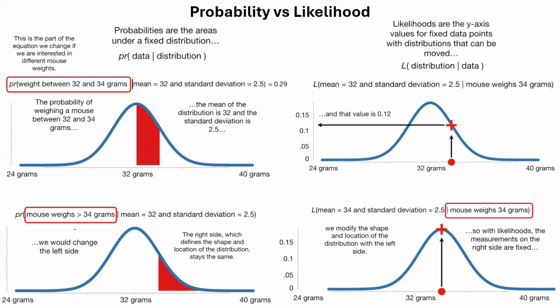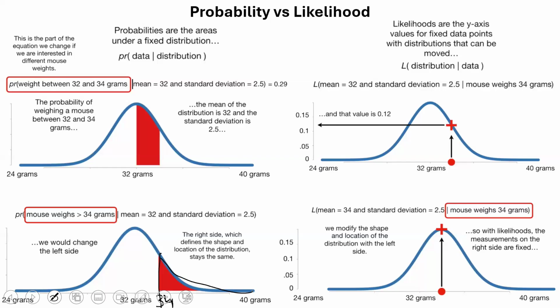Now we are trying to find the probability of a mouse weighing more than 34 grams. This is 34 in the graph. If you want to find the probability greater than 34, we have to find the area under the curve from here to the end of the curve. That is how the probability will be calculated given a normal distribution.